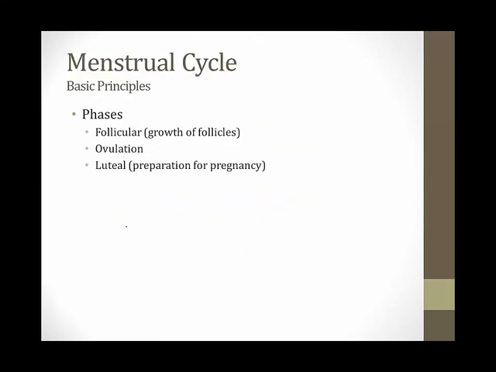The menstrual cycle in the ovaries has three basic phases. The first is called the follicular phase. It gets its name because this is the phase when the follicles grow. Then there is ovulation and release of the egg. And following ovulation, there is the luteal phase where the ovary produces progesterone to help prepare the uterus for possible pregnancy.